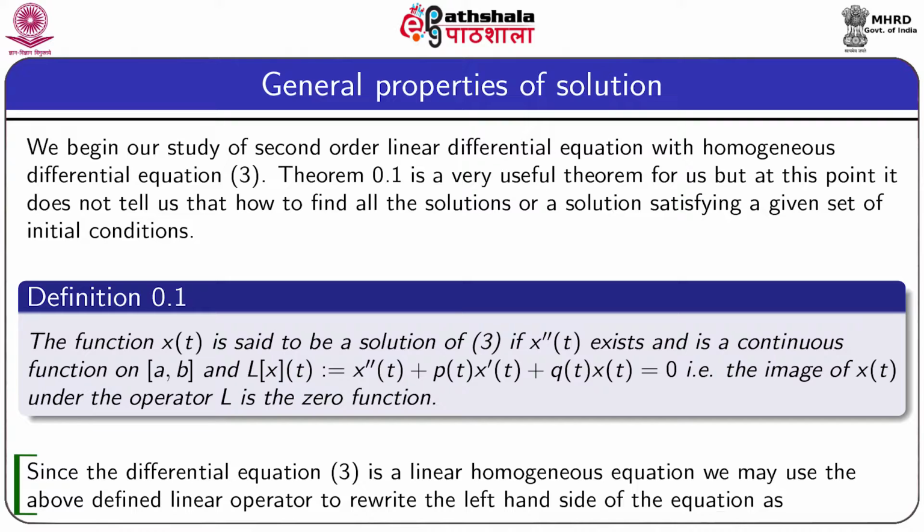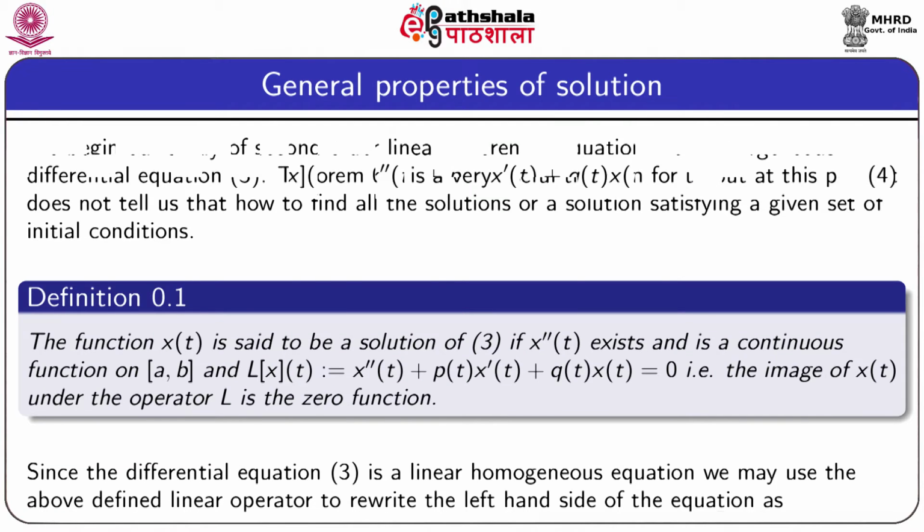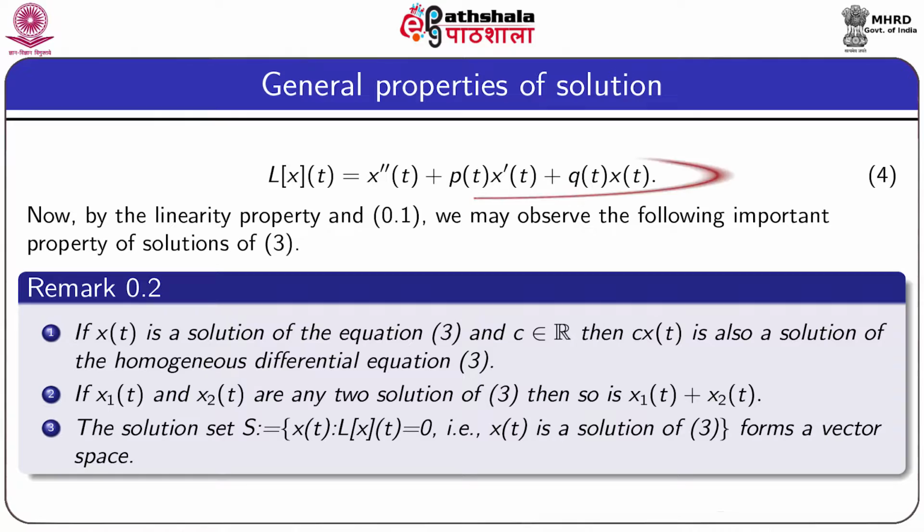Since the differential equation (3) is a linear homogeneous equation, we may use the above defined linear operator to rewrite the left hand side of the equation as L x(t) equal to x''(t) + p(t) x'(t) + q(t) x(t) equal to 0. Now, by the linearity property and 0.1, we may observe the following important property of the solution of equation (3).